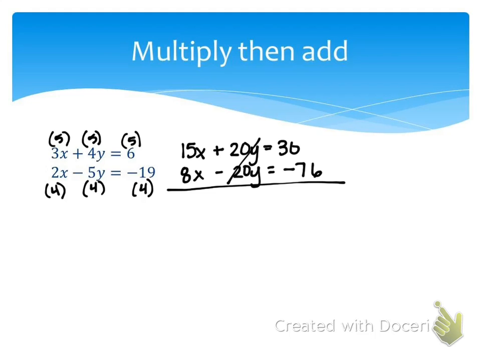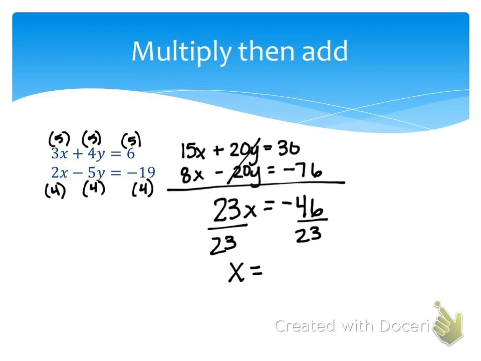Okay. What's 15x plus 8x, Elizabeth? 23x. Very good. What's 30 minus 76, Seth? Negative 46. Very good. What would I do now, Autumn? Divide by 23. Very good. And what does x equal? Negative 2. Very good. All right.